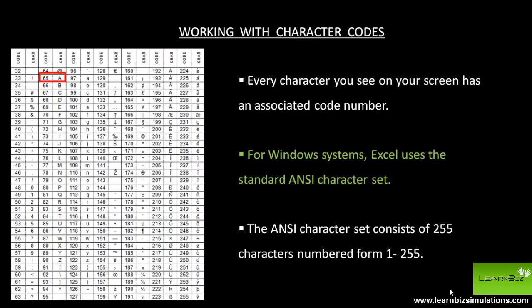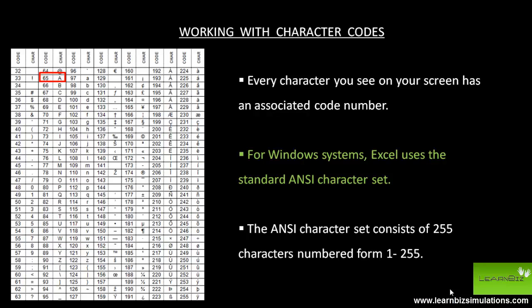Every character you see on your screen has an associated code number. For example, capital A corresponds to code number 65. The ANSI character set consists of 255 characters numbered from 1 to 255. On the left, you can see the codes and respective characters from 32 to 255.